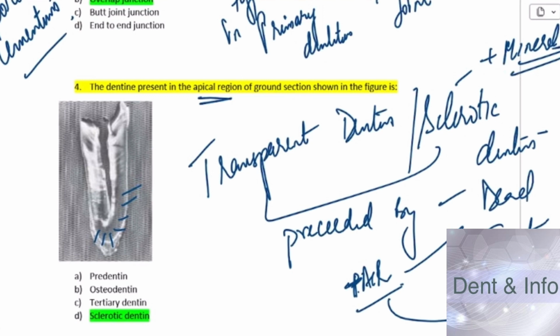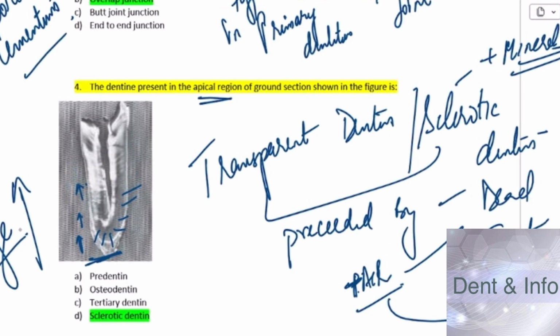With increasing age, taking the reference from the apex, it increases from the apex going towards the cervical region. So with increasing age, the formation of transparent dentine also increases. That is why it is one of the important parameters used by Gustafsson. Gustafsson gave 6 parameters for age estimation, and one of them is sclerotic dentine. Predentine is unmineralized. Osteodentine is a type of tertiary dentine where the odontoblasts are getting entrapped.